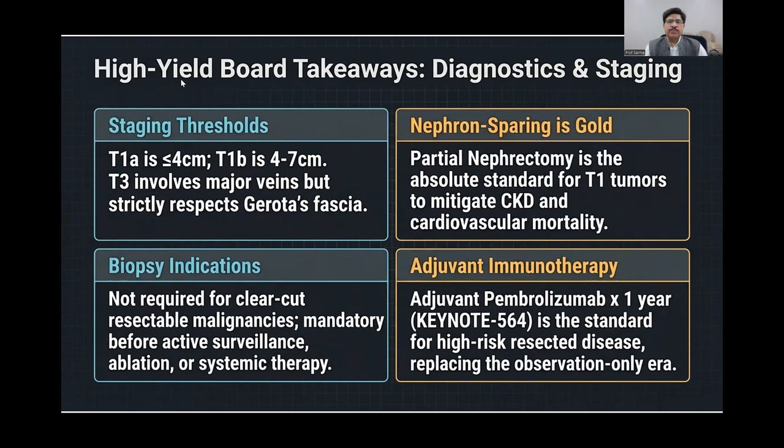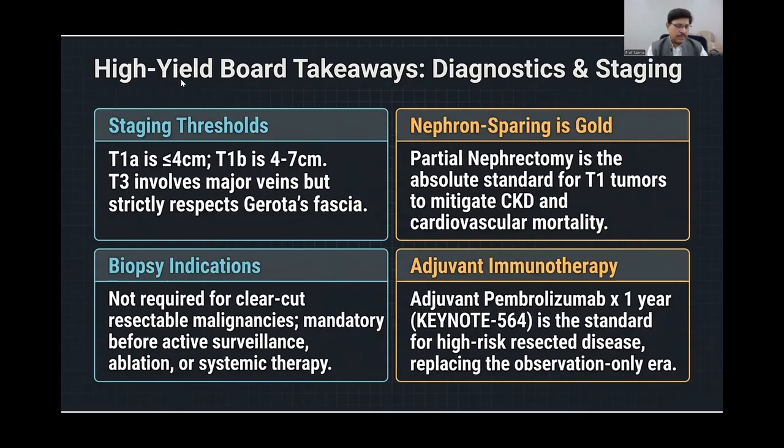Nephron sparing is gold. Partial nephrectomy is the absolute standard for T1 tumors to mitigate CKD and cardiovascular mortality. Biopsy indications: not required for clear-cut resectable malignancy straight away. Very clear-cut malignancies, you don't require to do a biopsy. Mandatory before active surveillance or ablation or systemic therapy. Adjuvant immunotherapy: pembrolizumab for 1 year according to the KEYNOTE trial is the standard for high-risk resected disease, replacing the observation only era. There is nothing like observation only for the high-risk patients.